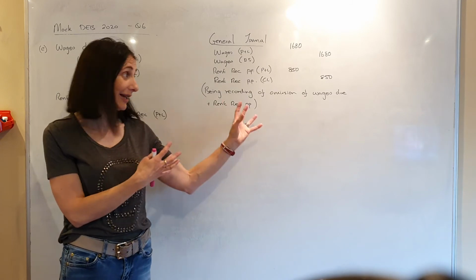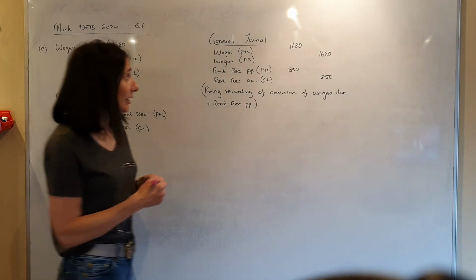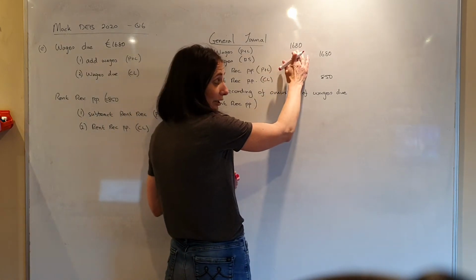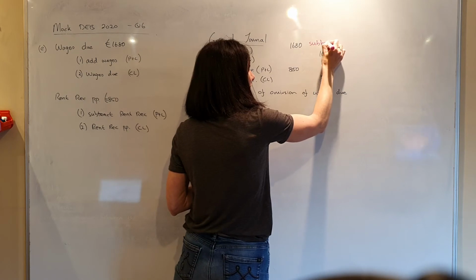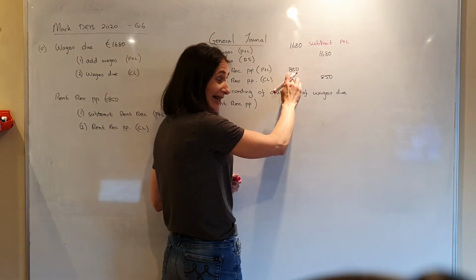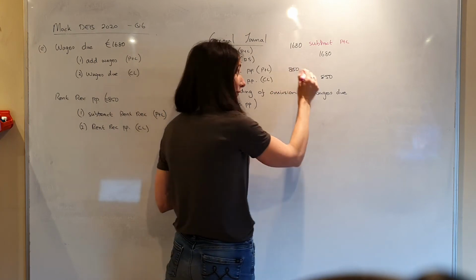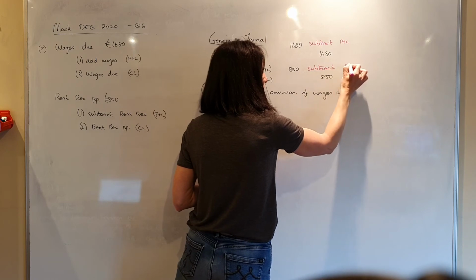So if you have done it correctly here, every debit should have a corresponding credit. This is increasing your wages. So you are going to subtract from your profit and loss. This is reducing a gain, which means it's making your profit smaller. So you're going to subtract from your profit and loss.